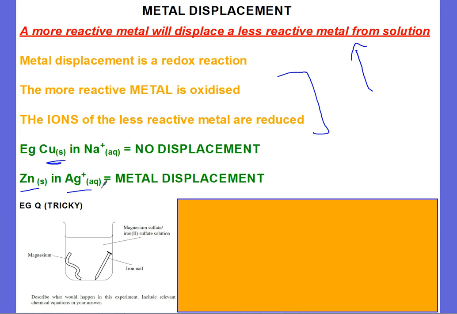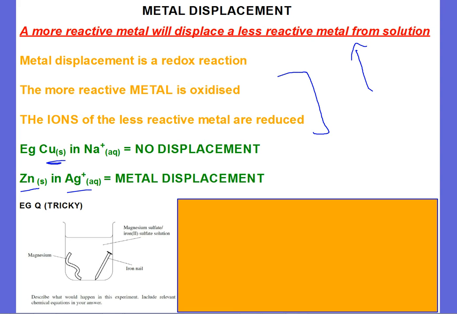And it's a really tricky question. It was actually in shipwrecks, corrosion and conservation. There was this question: you've got a bit of magnesium and a bit of iron inside a solution, which is a mixture of magnesium sulfate and iron sulfate. Describe what would happen in the experiment and include relevant chemical equations in your answer. So have a think about it and pause the video, write down what you think the answer is, then press play and see what the answer actually is.